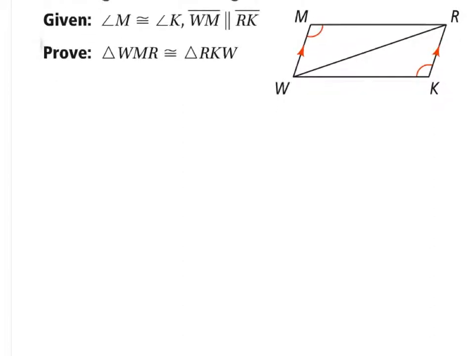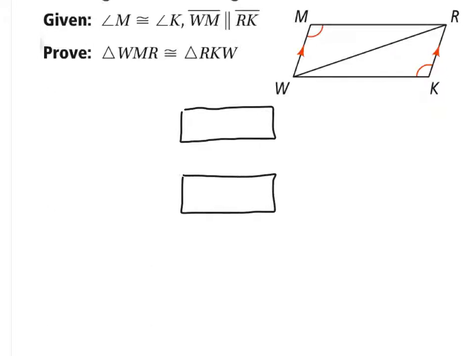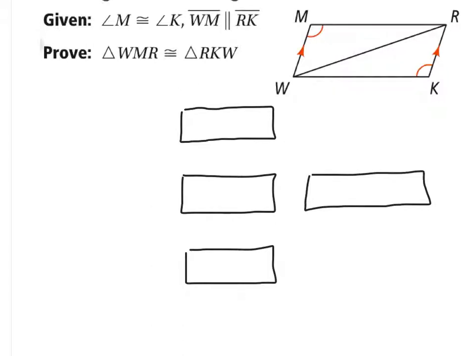So, looking at this one, we're proving triangles are congruent. So I want to have my basic structure. There's my basic structure. I'm showing that triangle WMR is congruent to triangle RKW.